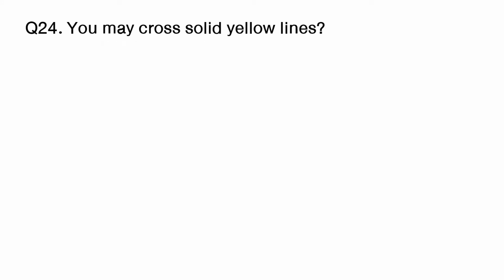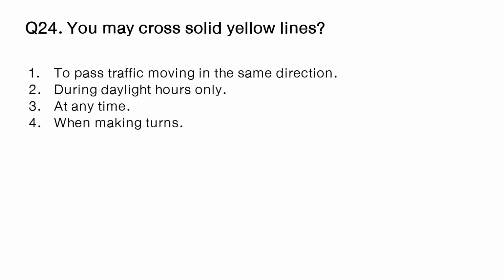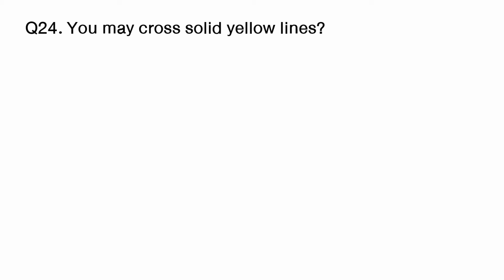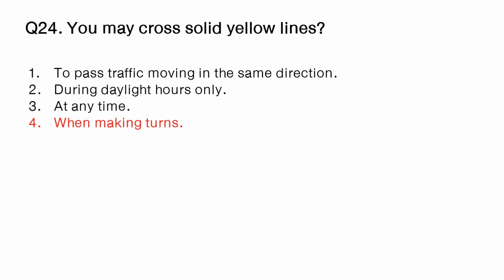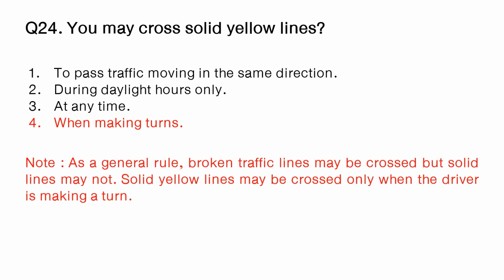Question: you may cross solid yellow lines. Option number 1, to pass traffic moving in the same direction. Option number 2, during daylight hours only. Option number 3, at any time. Option number 4, when making turns. The answer is option number 4, when making turns. Note: as a general rule, broken traffic lines may be crossed but solid lines may not. Solid yellow lines may be crossed only when the driver is making a turn.